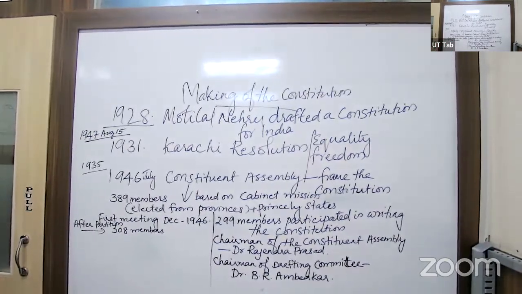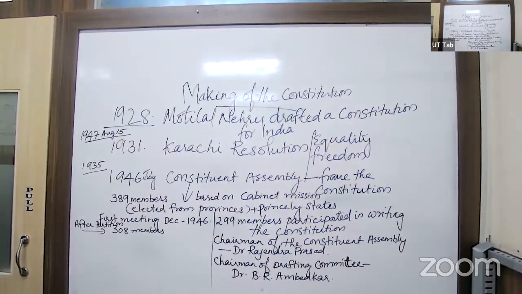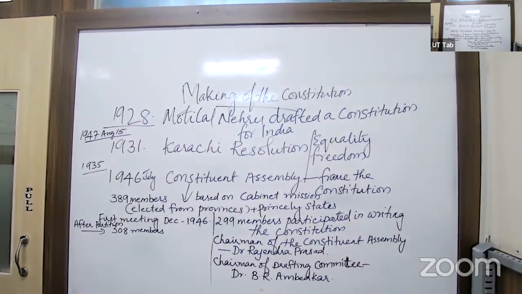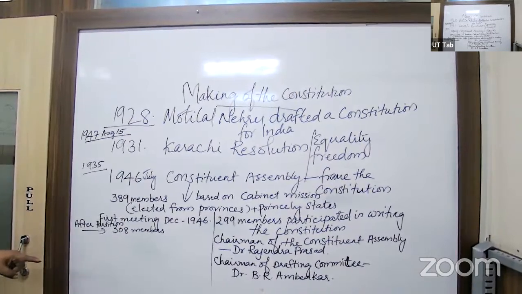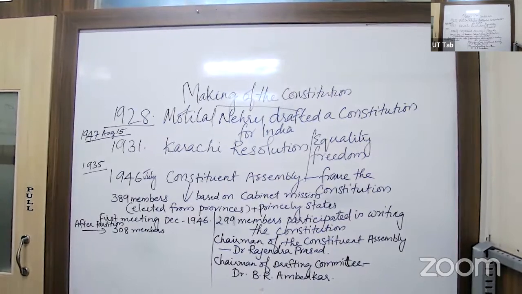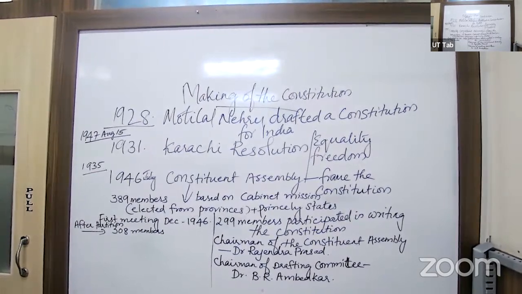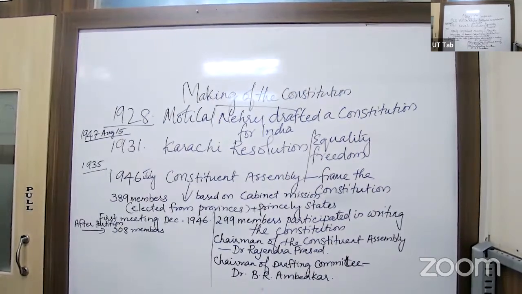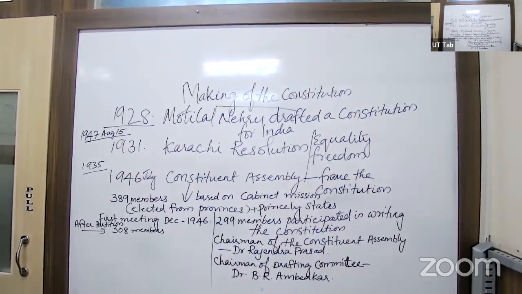See, what is the difference? वो जो 308 members का chairman था Dr. Rajendra Prasad. Yes. And draft करने वाला committee का chairman था Dr. B.R. Ambedkar. ये constitution वो जो उसका draft बनाना है, तो उसका chairman था Dr. B.R. Ambedkar. What to be included, what not to be included, all this.